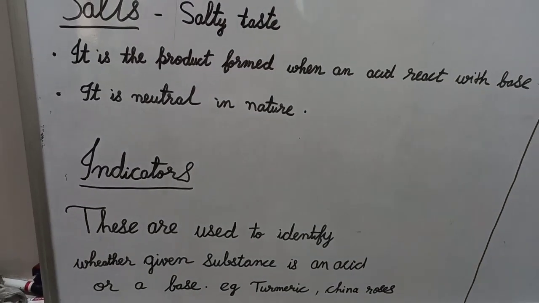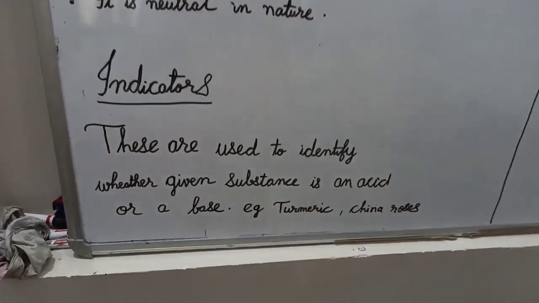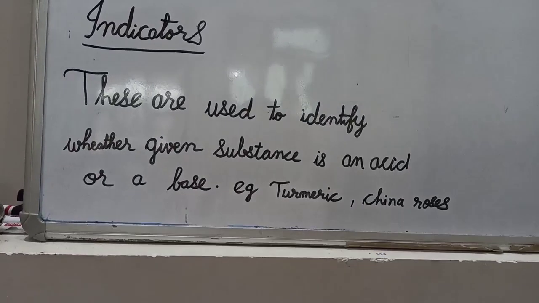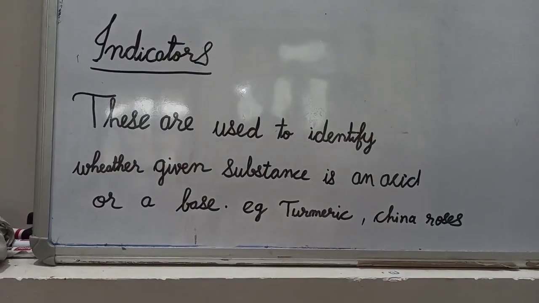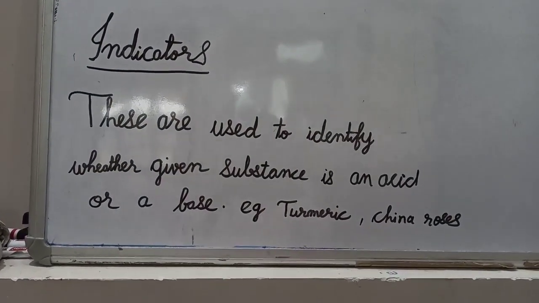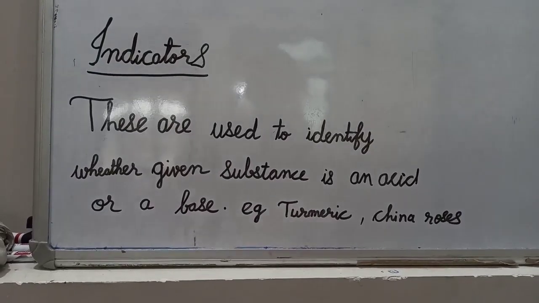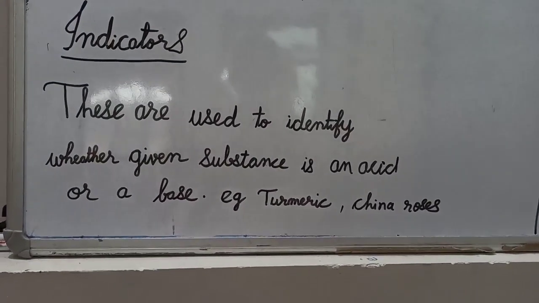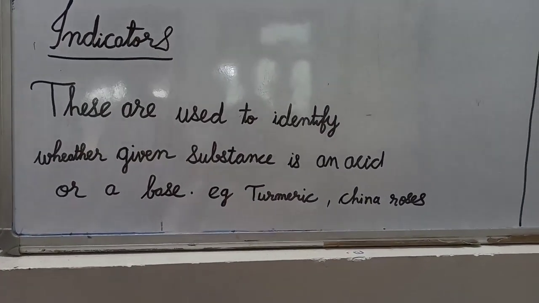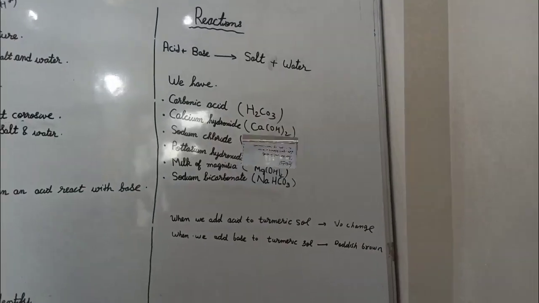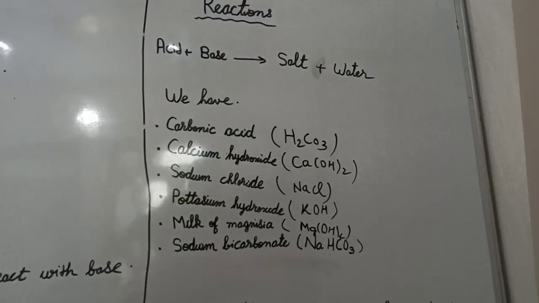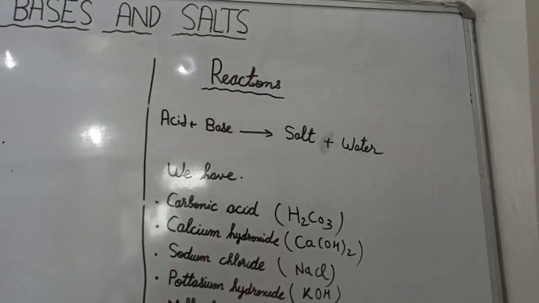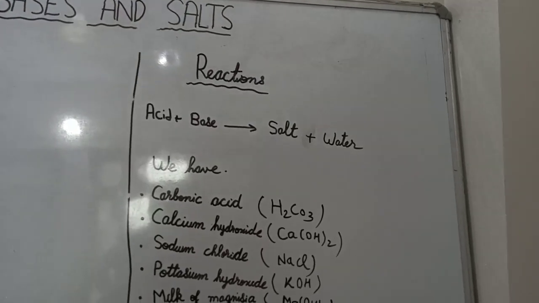Now let's come to indicators. Indicators are used to identify whether a given substance is an acid or a base. For example, turmeric, China roses. We have turmeric with us. Let's see the reaction, when acid reacts with the base to form salt and water.